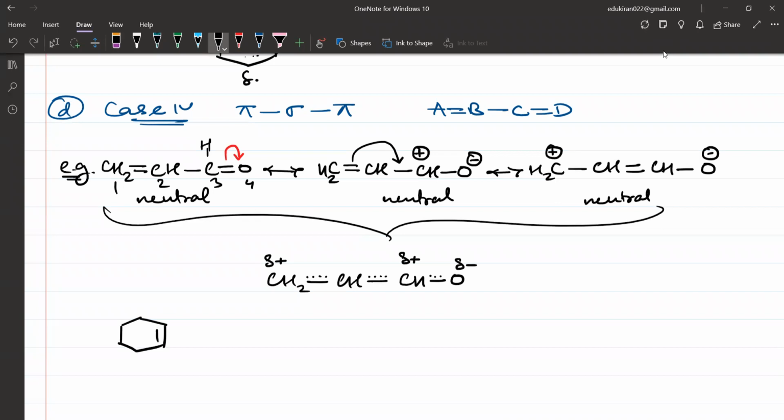Similar things you can write here. You have something like this, double bond, double bond. So directly आप क्या लिख सकते हैं? You move it here and you move it here. You'll get O negative, a double bond and a positive charge here. इसका भी अगर रेजोनेंस हाइब्रिड देखिएगा तो इट इज गोइंग टू बी द सेम थिंग.